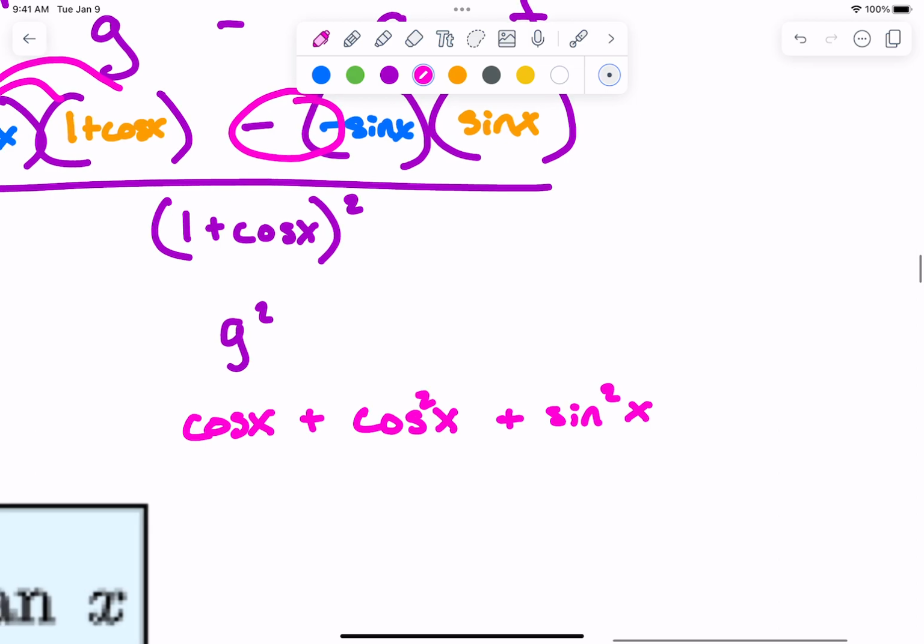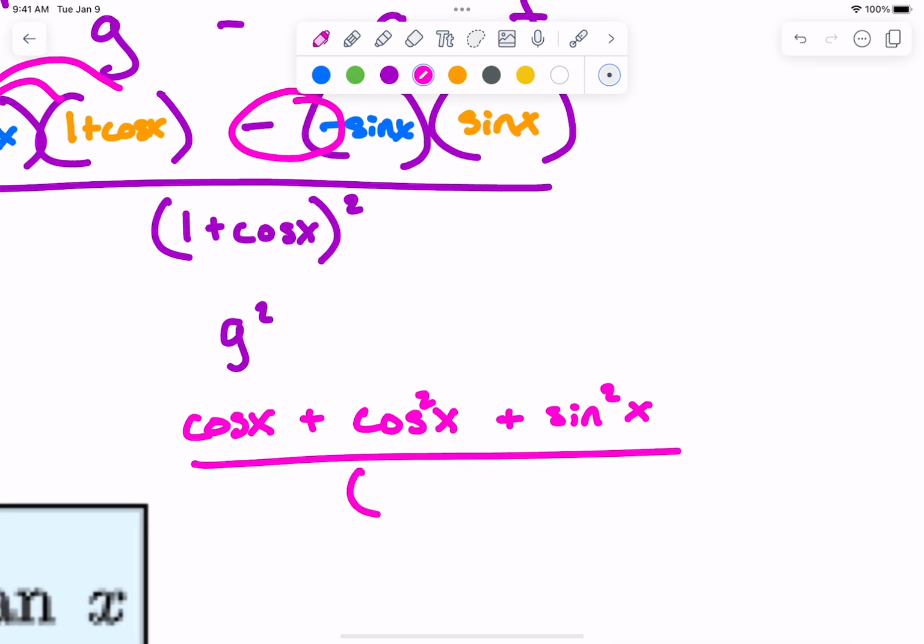Because there's two of them. So cosine all over x plus 1 cosine plus cosine x squared plus sine squared. Is that it? Nope, not yet. Almost. Okay, there it is.